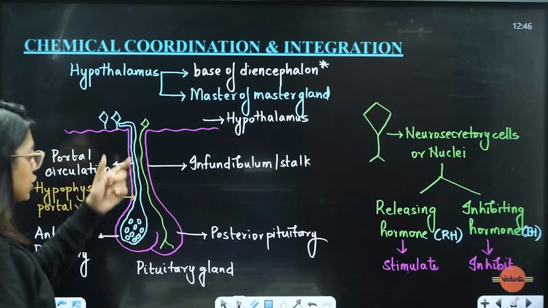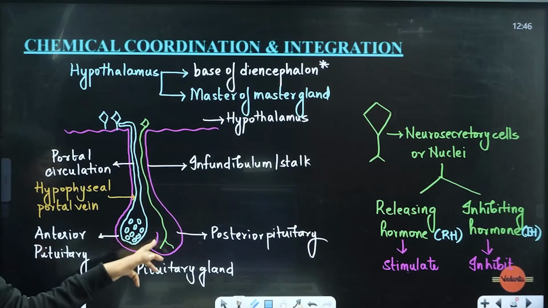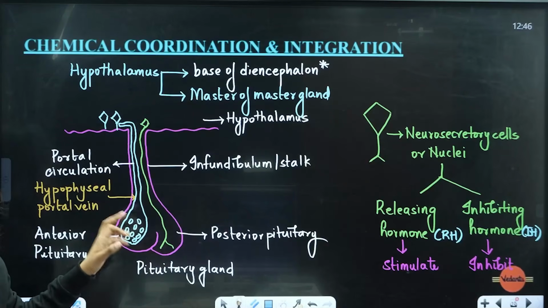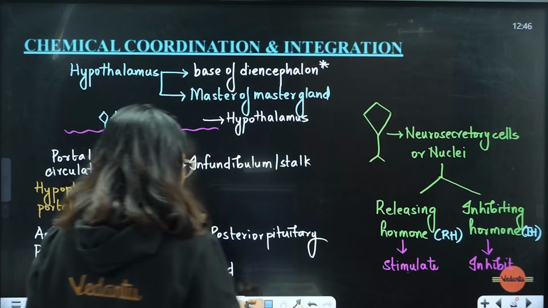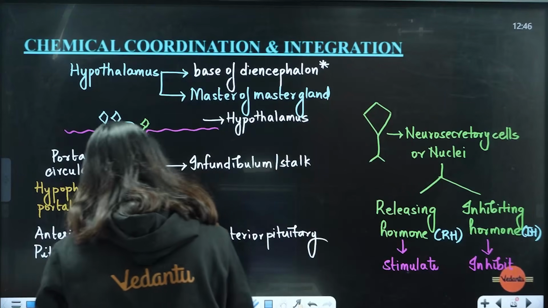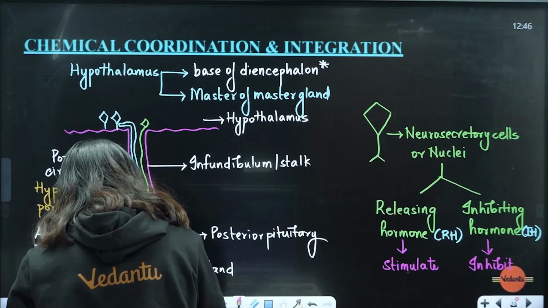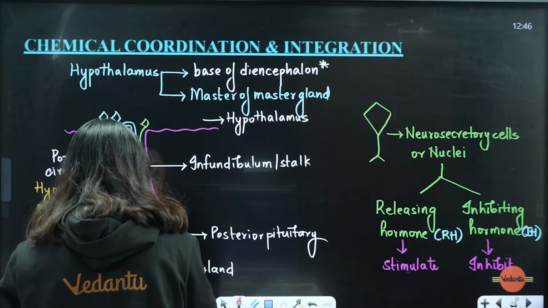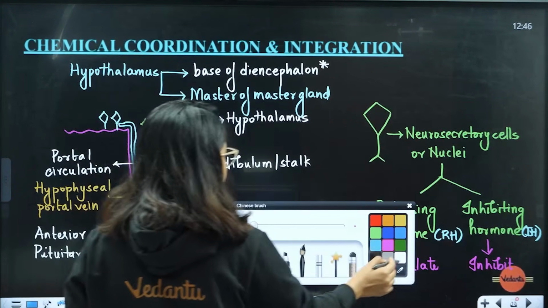Understood? Just a connection between the hypothalamus and the pituitary. Here the nucleus is directly adding the secretions to the posterior lobe. Students, remember, in the anterior pituitary there is going to be one more lobe actually. That lobe is not so prominent. It is called the intermediate lobe.